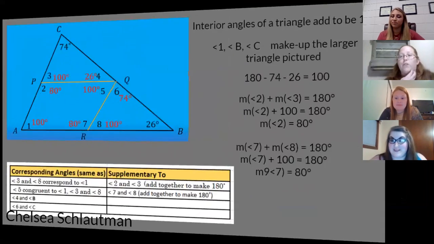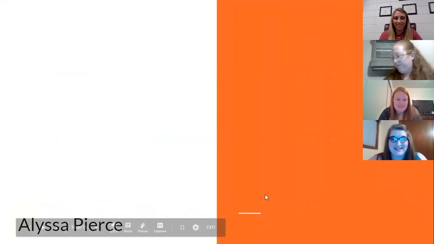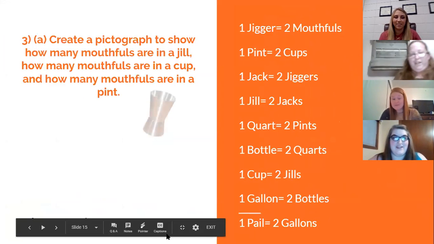Hey, Chelsea, when you said it was congruent, does that mean the same thing as corresponding? Let's see here. Angle 5 is congruent to angle 1. That means they are the same as, yes. Okay, just double checking. I got confused. It's a confusing word.